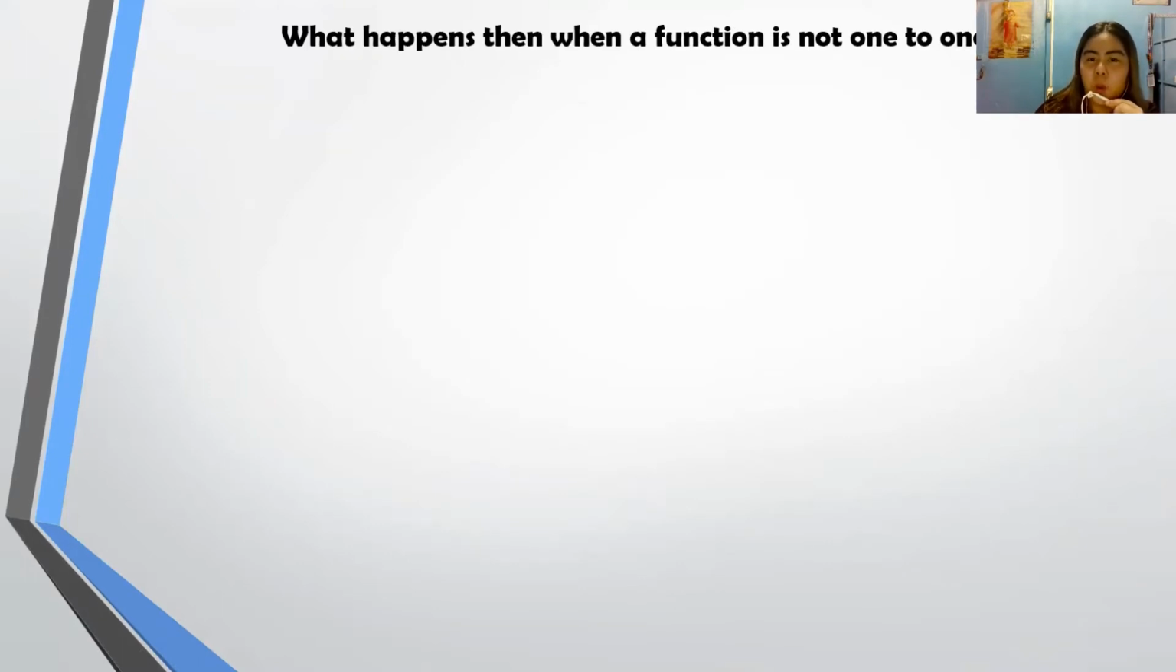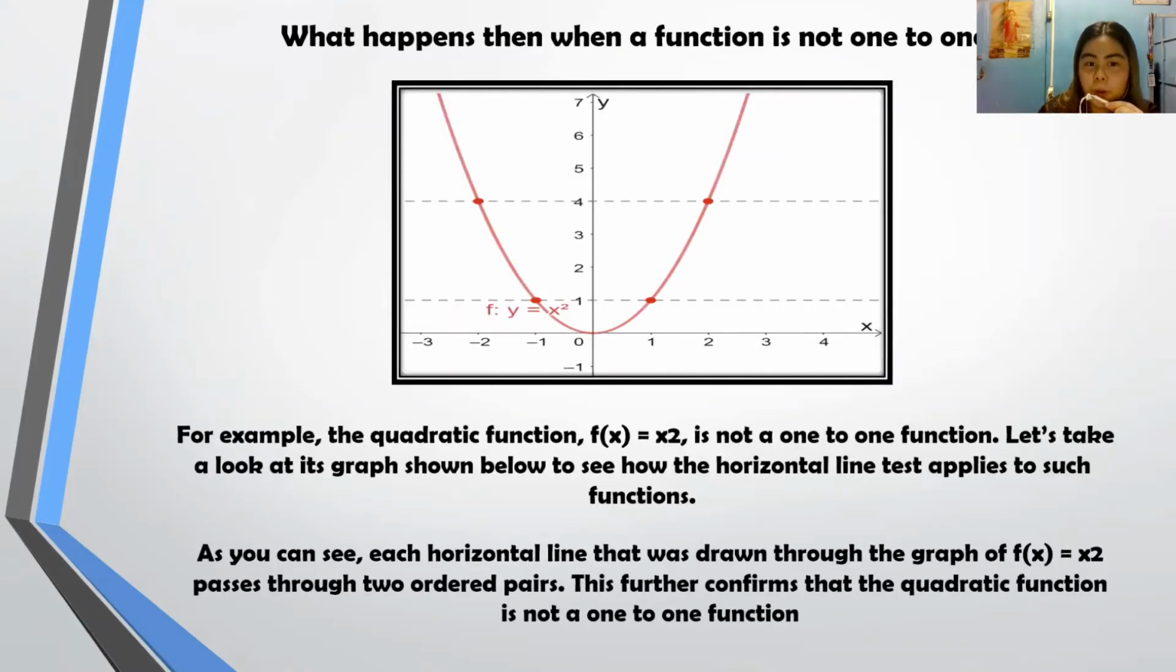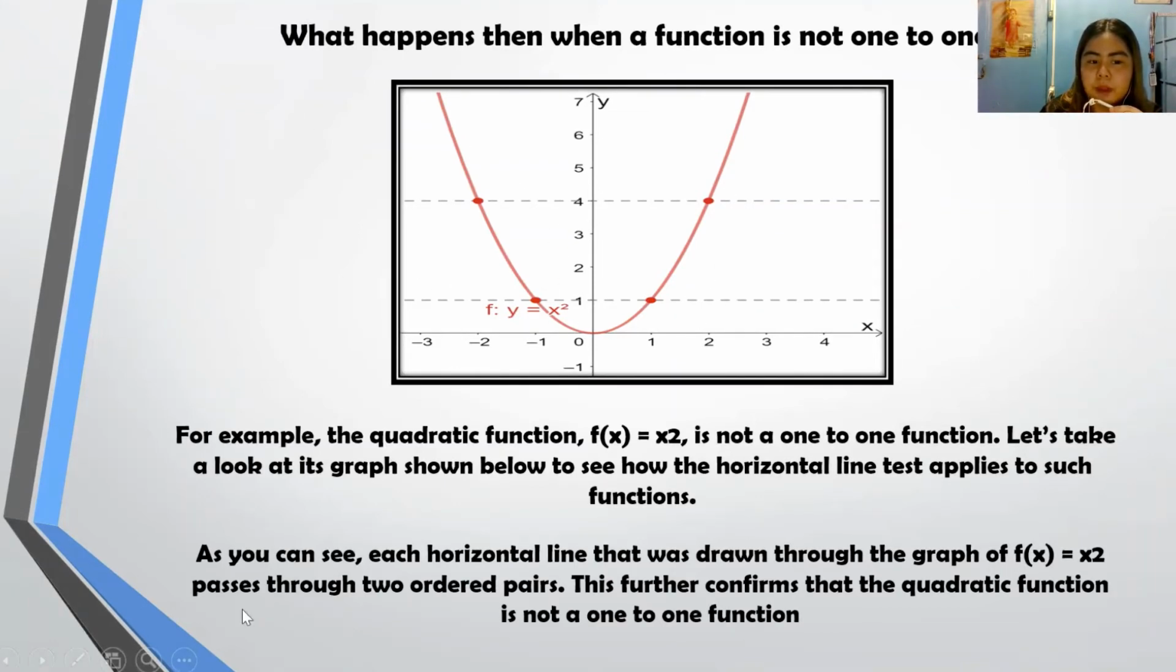What happens when a function is not one-to-one? For example, the quadratic function f of x is equal to x squared is not a one-to-one function. Let's take a look at its graph shown below to see how the horizontal line test applies to such functions. As you can see, each horizontal line that was drawn through the graph of f of x equals x squared passes through two ordered pairs. This further confirms that quadratic functions are not one-to-one functions.